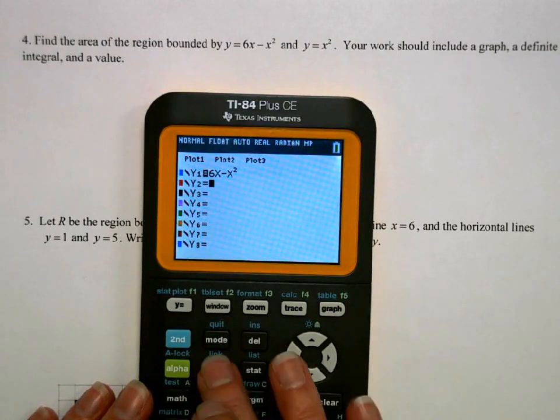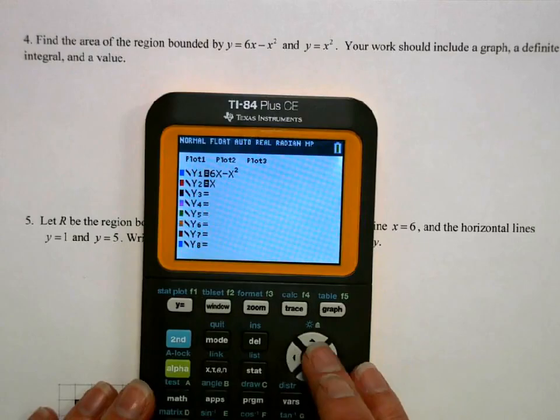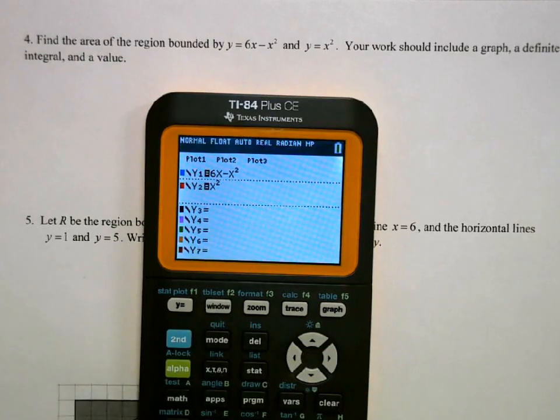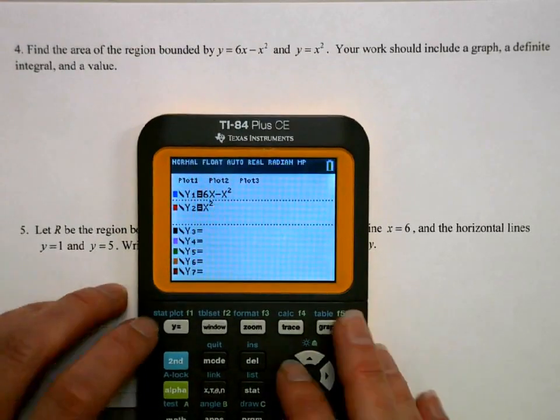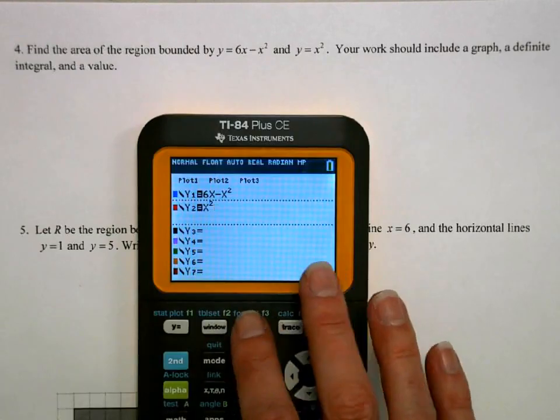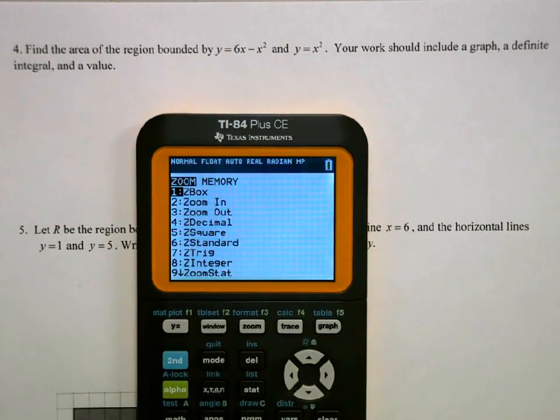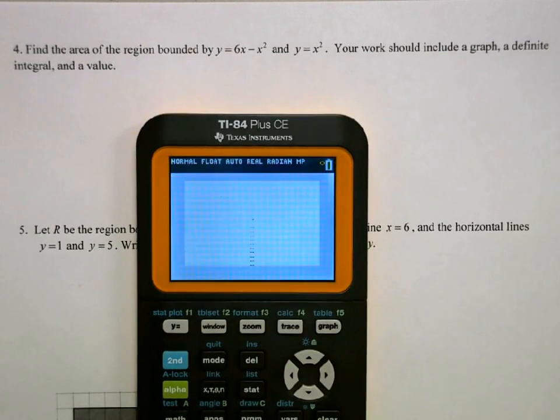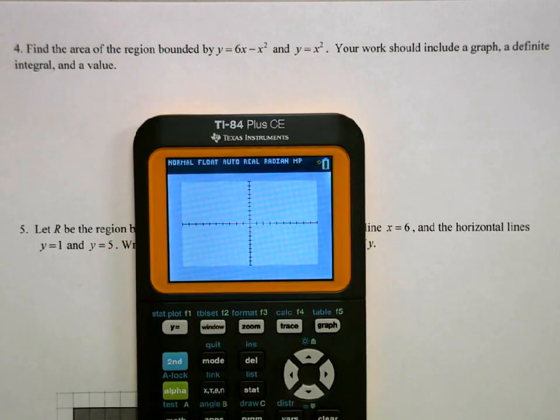Okay. I'm just going to go on a standard window, which will go to negative 10 to 10. Okay, so the region bounded is going to be this right here.